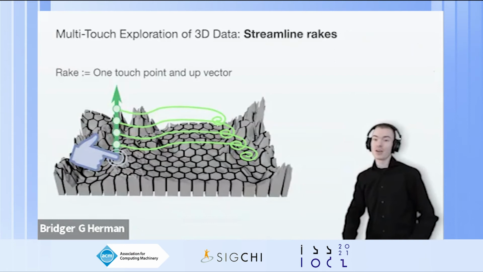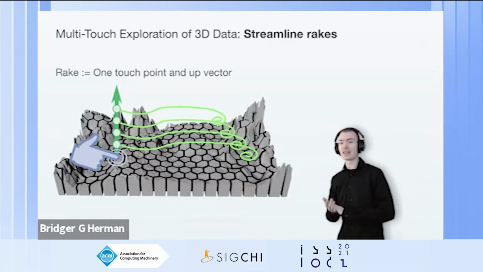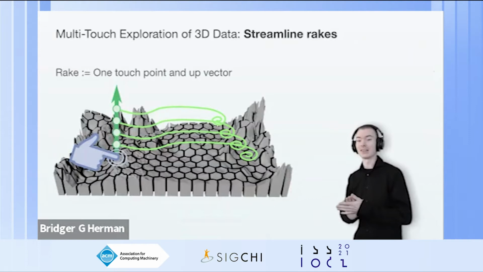We also implemented a stream rake for analyzing vector fields. The stream rake takes a user's touch point and the up vector and seeds streamlines along this line and advects them along that vector field.